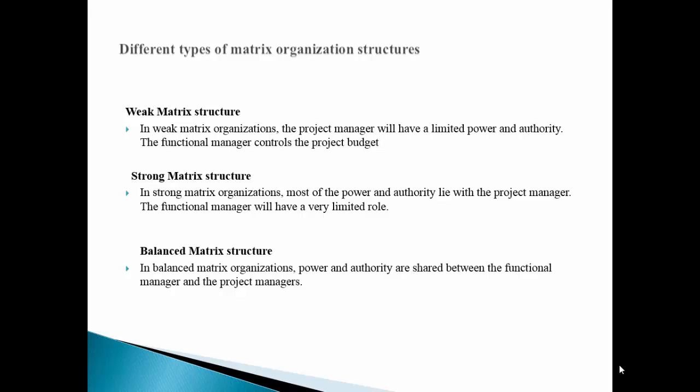Balanced matrix structure. There's an old saying, power corrupts and absolute power corrupts absolutely. In each type of matrix organization, there is a struggle for power, and there needs to be some way to bring this into balance. Otherwise, one group will dominate the other. In balanced matrix organizations, power and authority are shared between the functional manager and the project managers.